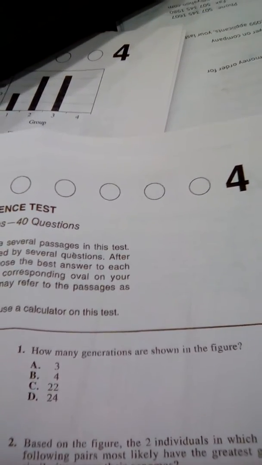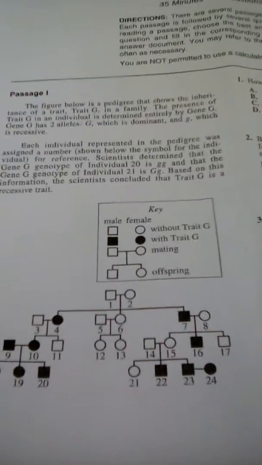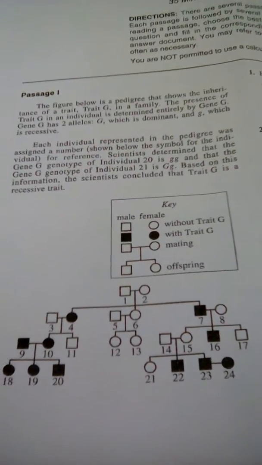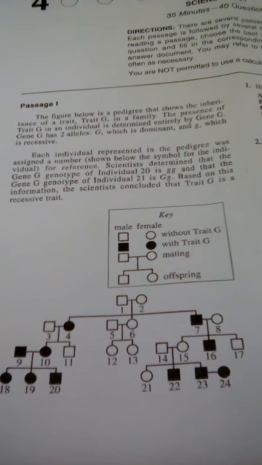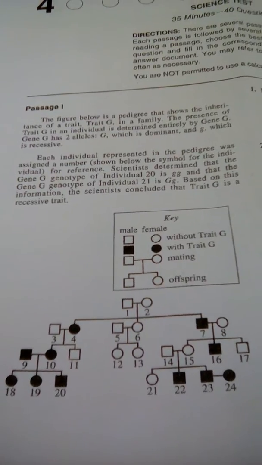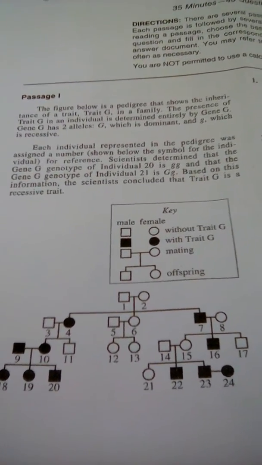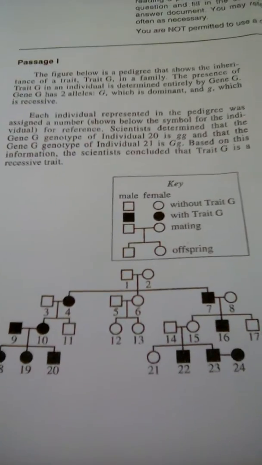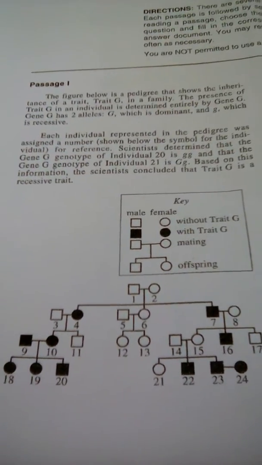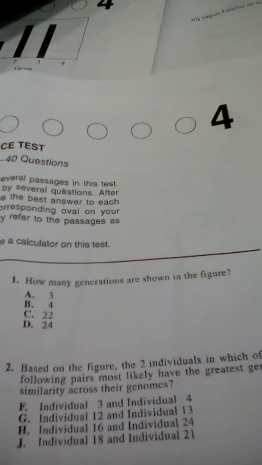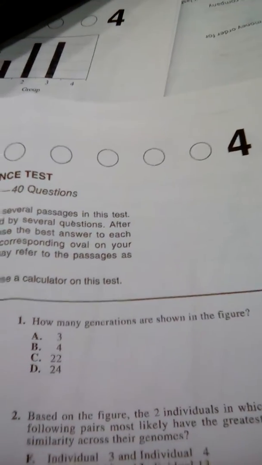Problem 1. How many generations are shown in the figure? Well, generation 1 is 1, 2, generation 2 is the next line, so we have 4 horizontal lines. Each horizontal line is a generation. So since there are 4 horizontal lines of organisms, the answer is B, 4.